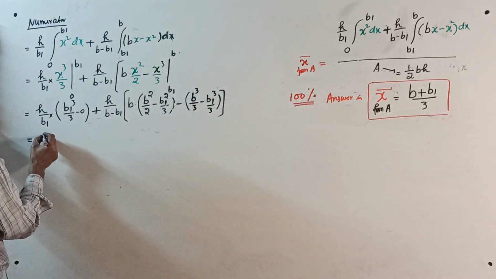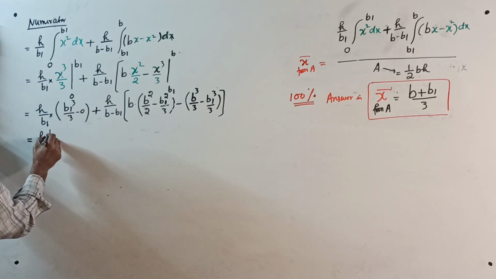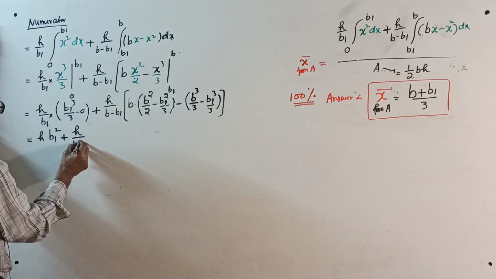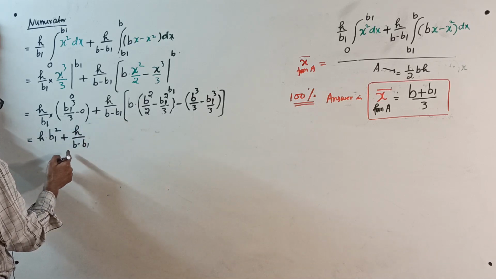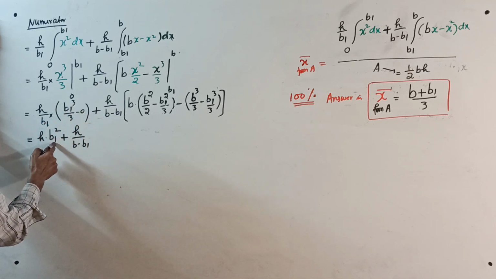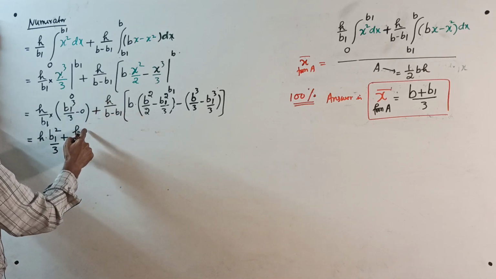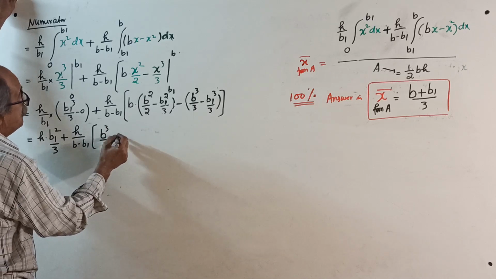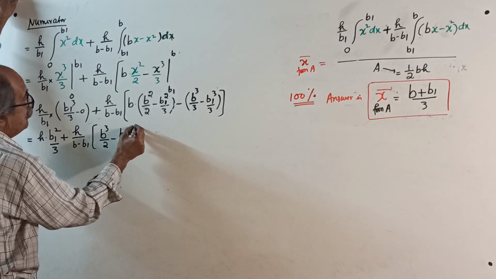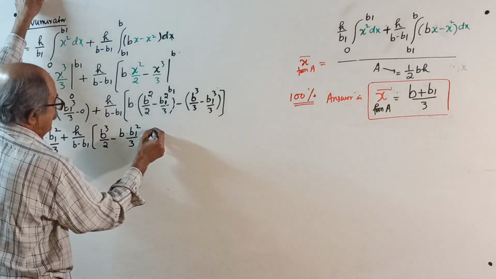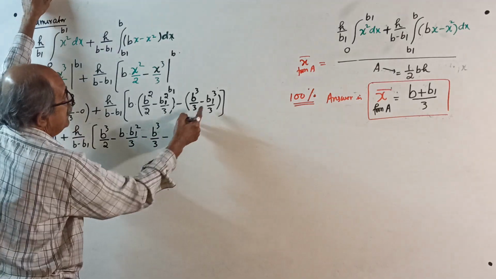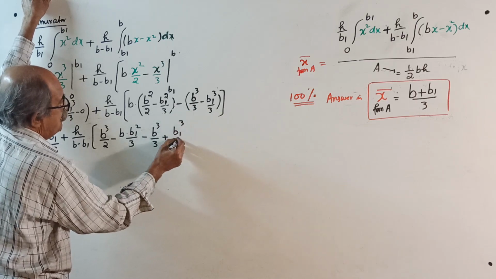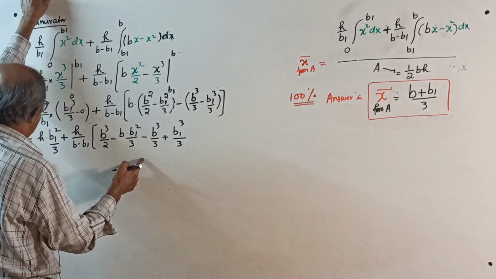Sometimes it happens. Equal to, b1 cube by b1 is h into b1 square, cancels here, plus h by b minus b1, sorry, h into b1 square by 3, plus h by b minus b1 into b square is b cube by 2 minus, I will put b first, b into b1 square by 3 minus b cube by 3 minus, plus, why, minus of minus plus, plus b1 cube by 3, correct?